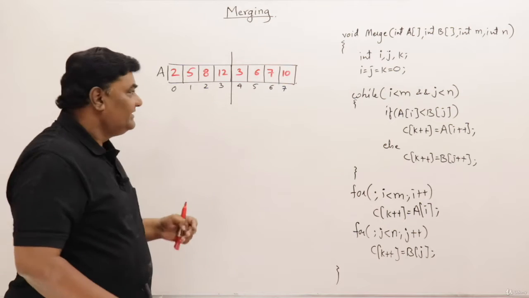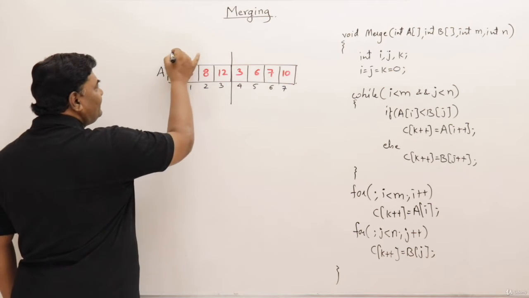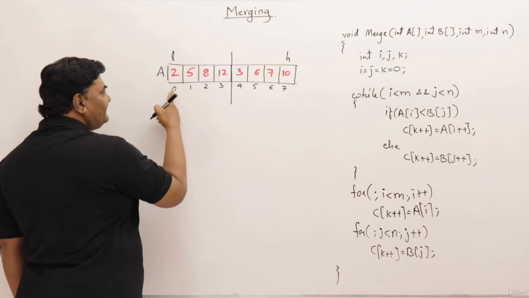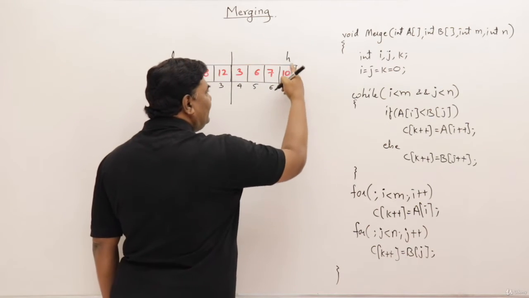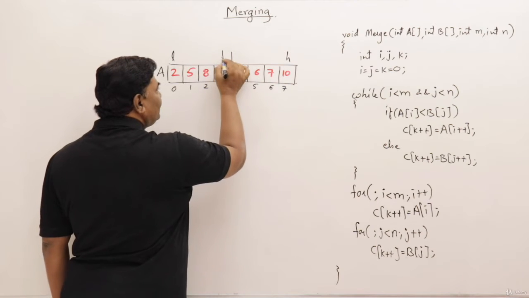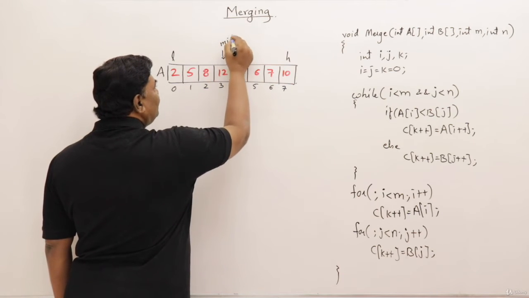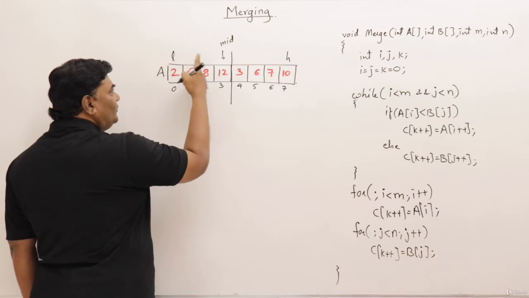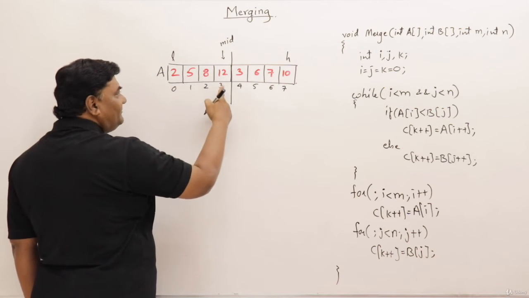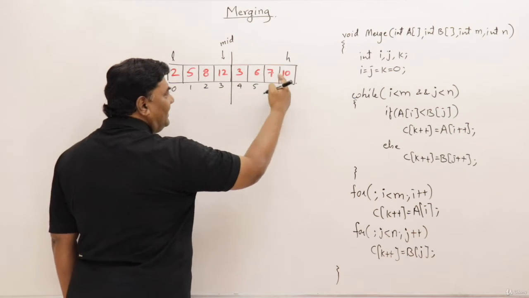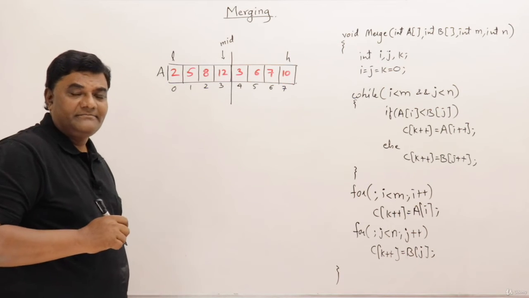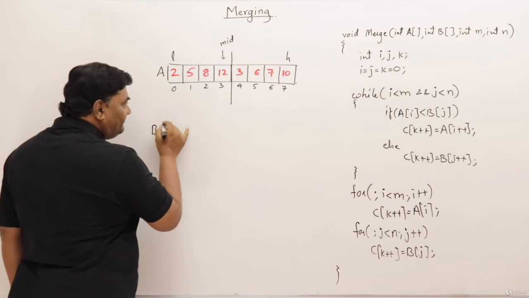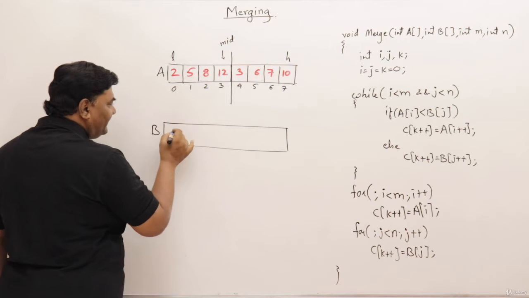So yes, we can do this. Let us call this location low and this location high. So the starting index low is 0 and the ending index high is 7, and let us call this mid, the middle of these two. That is 3. So the first list is from low to mid and the second list is from mid plus 1 to high. Two lists are there. Now for merging them, I need another array B of the same size.